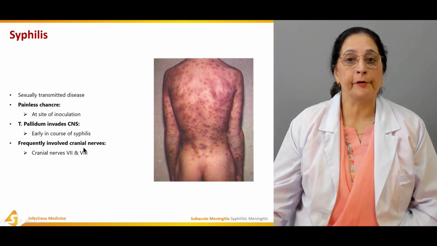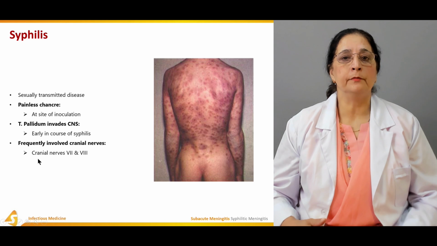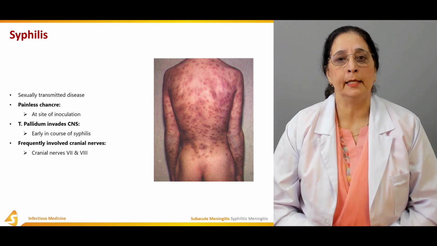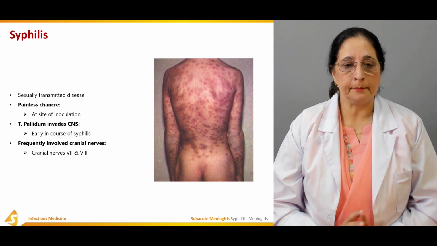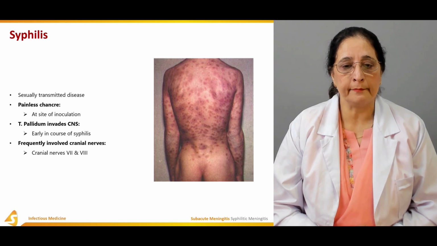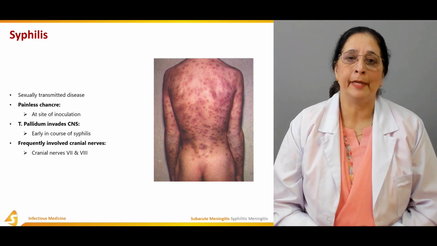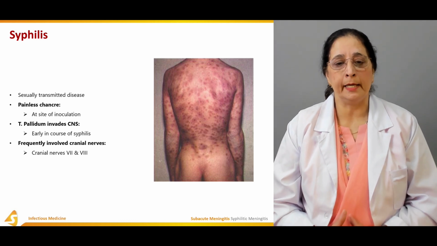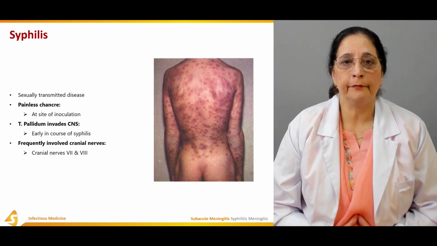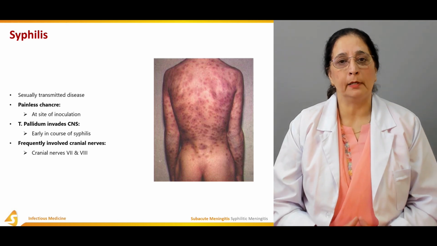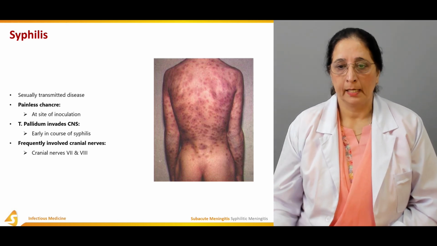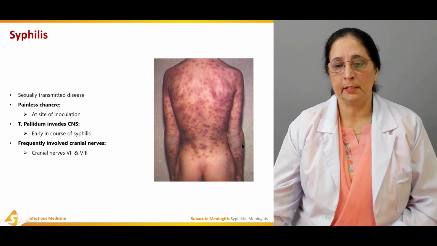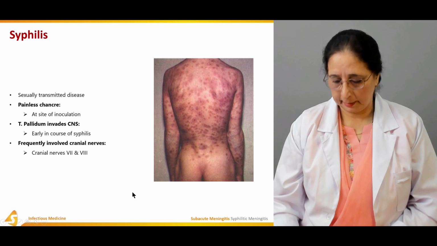Frequently involved are the cranial nerves, and the cranial nerves commonly affected by Treponema pallidum are cranial nerve 7 and cranial nerve 8. These are the two cranial nerves, 7 and 8, which are commonly affected. That's the picture of the rash that appears as a result of the infection.